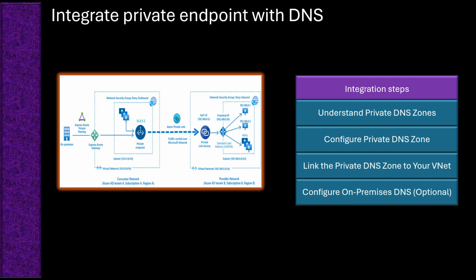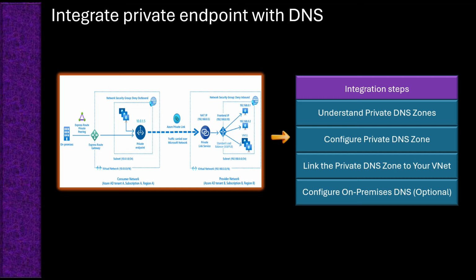Here is how to integrate a private endpoint with DNS. First, understand private DNS zones. Azure uses private DNS zones to resolve the names of Azure services to private IP addresses within the virtual network. For example, if you have a private endpoint for an Azure storage account, the DNS zone, such as privatelink.blob.core.windows.net, can resolve the storage account's name to the private IP assigned to the endpoint rather than the public IP. Note, each supported service has its own private DNS zone.